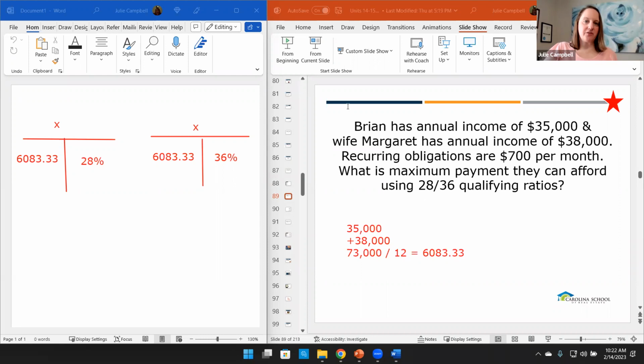So let's just look at this 28% first. First ratio first. Up down number means up down line means multiply. So we take $6,083.33 times 28%, and we get housing expenses, $1,703.33. Remember that 28% just looks at housing expenses: PITI, HOA, and PMI. So under the 28%, their maximum allowable housing expenses is going to be $1,703.33.